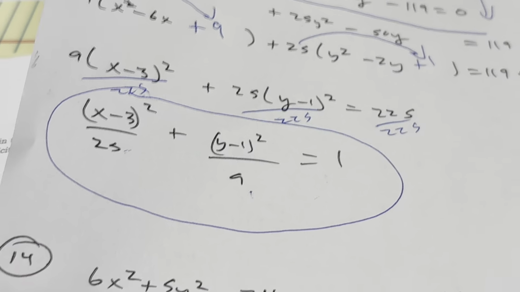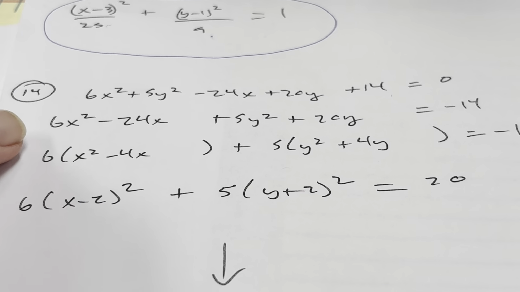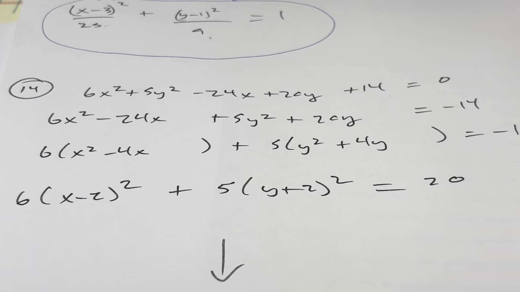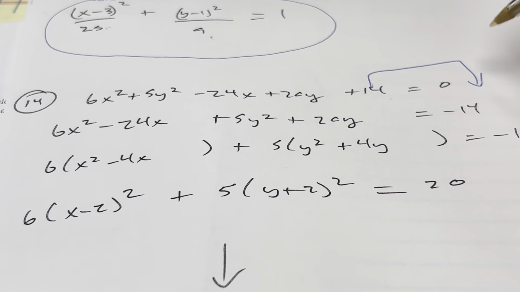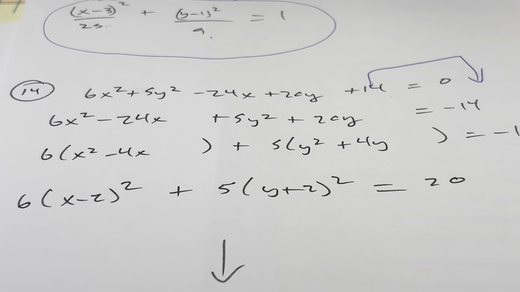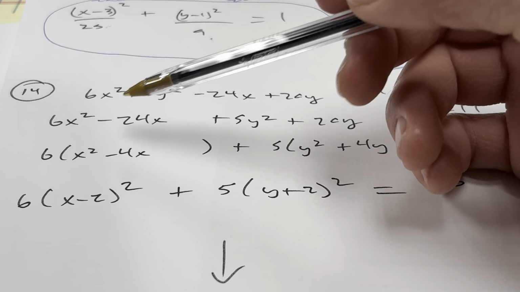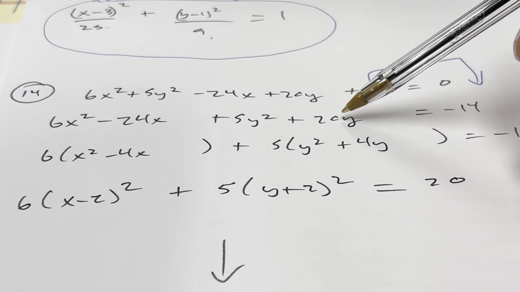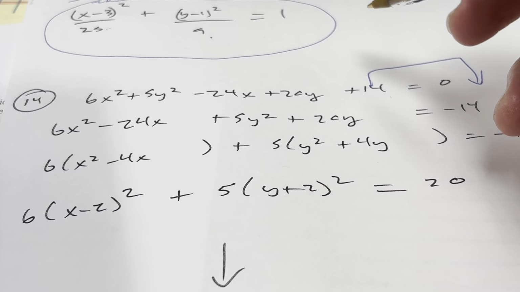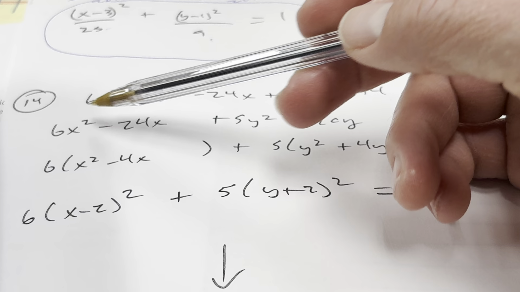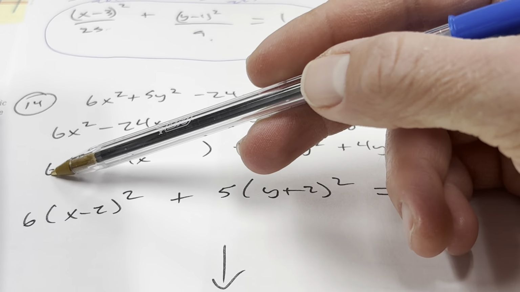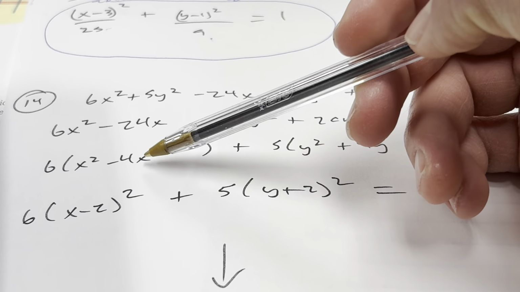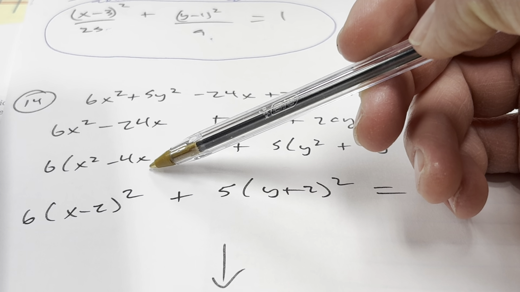Okay. On 14, 6x squared plus 5y squared minus 24x plus 20y plus 14 is equal to 0. I'm going to move that 14 over. Then we need to move the negative 24x. We need to put it with x, and the 20y, we need to put it with y. 6x squared minus 24x, I'm going to divide by 6, factor out the 6. Negative 4y is what I'm left with as my middle term.